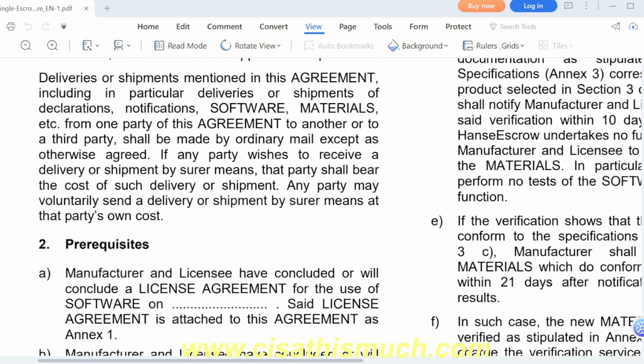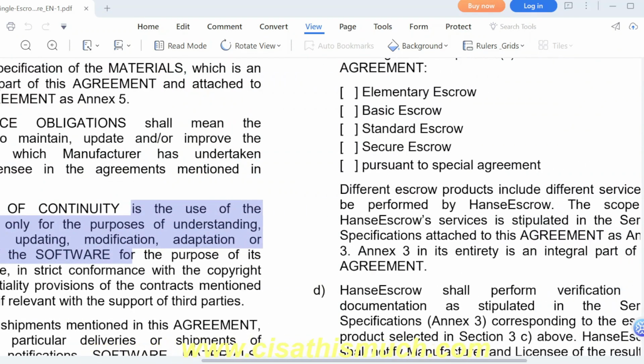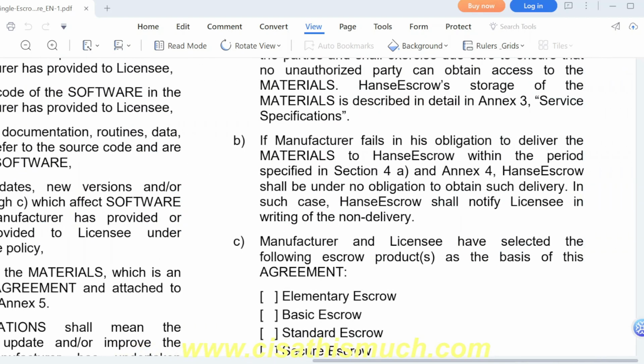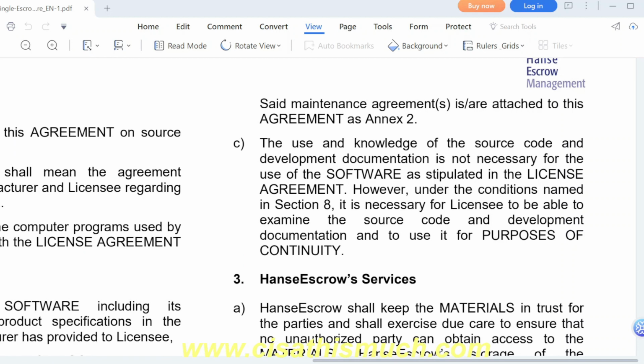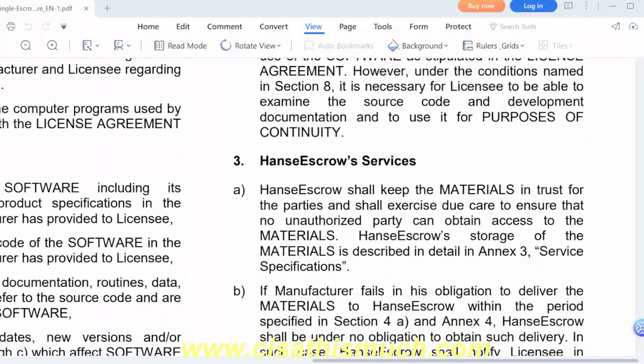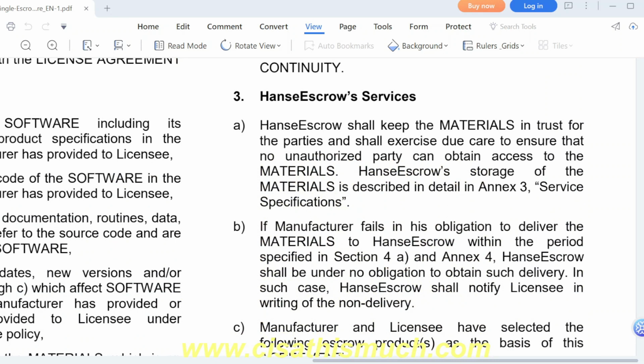Yeah, so here prerequisites, manufacturer will have the agreement. This is all common. We are looking for something new. What else? Yeah, point number C, the use and knowledge of the source code and the development documentation. The documentation is not necessary for the use of the software as stipulated in the license agreement. However, under the conditions named in section 8, it is necessary for the licensee to be able to examine the source code and development documentation and use it for the purpose of continuity. Yeah, for the purpose of continuity, that is something which we have discussed already.